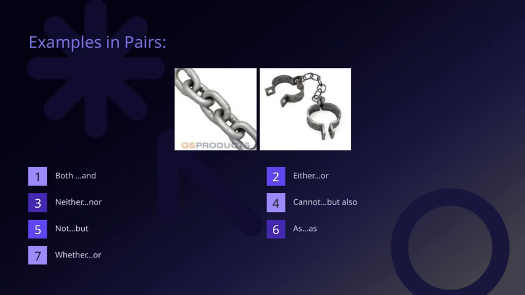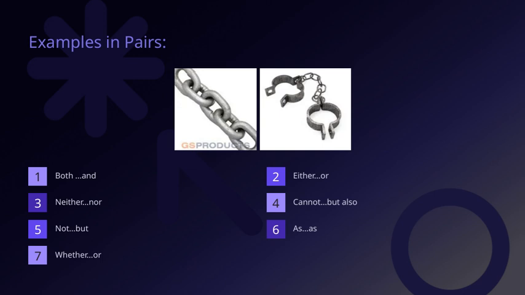Moving on, number 6 here refers to either...or, a classic way to present two options, like, you can either stay here or come with us. It clearly lays out alternatives. Number 4 is whether...or, which introduces two possibilities, often when you're unsure. For example, I'm not sure whether to call him or email him. It expresses uncertainty between choices.